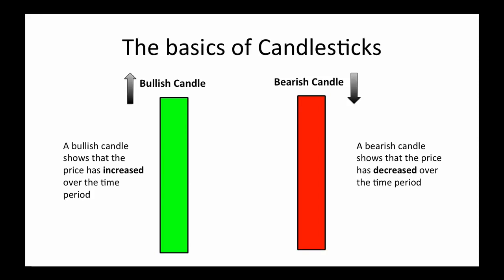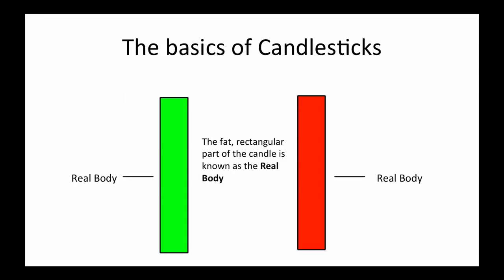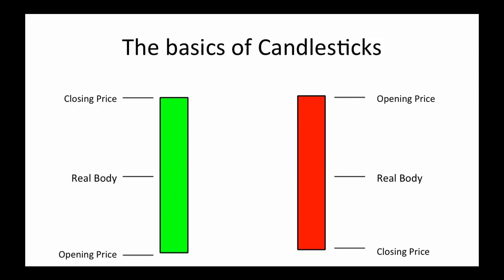Within the candles themselves, we can garner more information. The fat rectangular part of any candle is known as the real body. What the real body shows us is the specific price action relating to the opening and the closing price. So for the bullish candle, the bottom of the candle body shows the opening price, and the top of the candle body shows the closing price. Bearish candles are reversed, so the top of the body is the opening price and the bottom of the body is the closing price, since a bearish candle is displaying a price decrease.